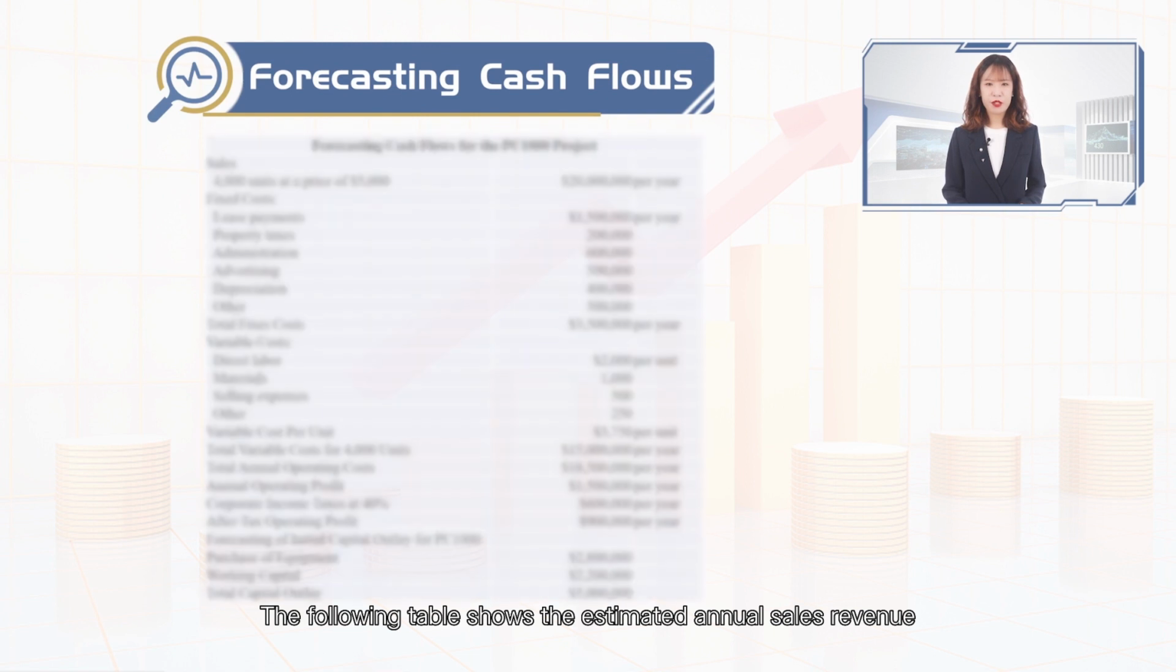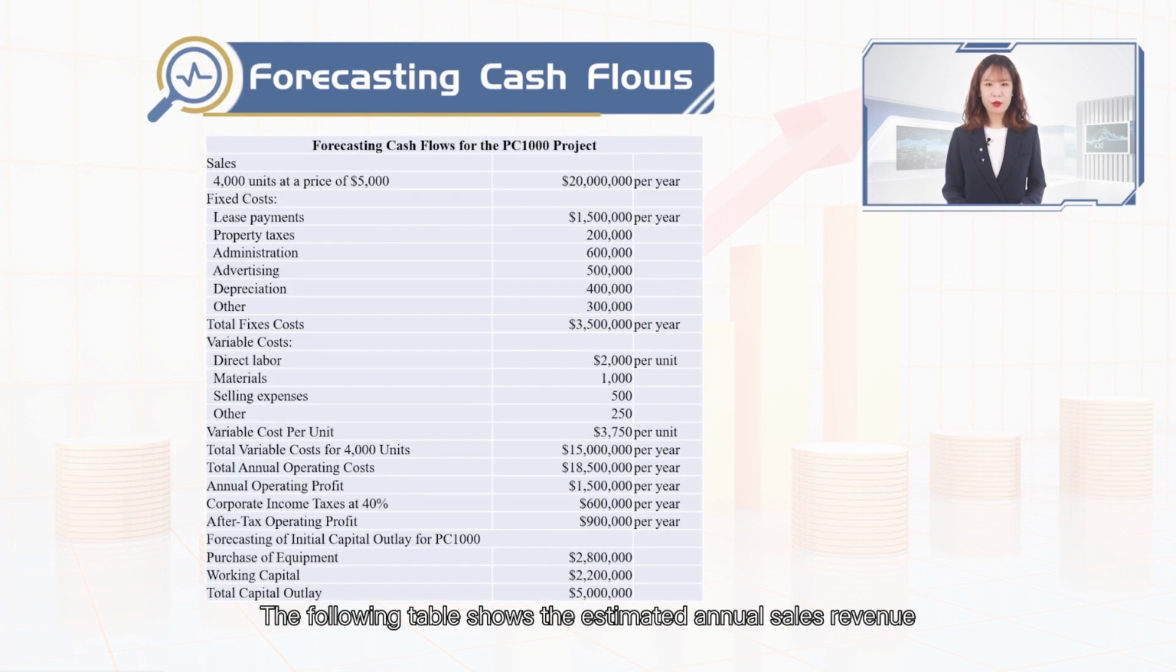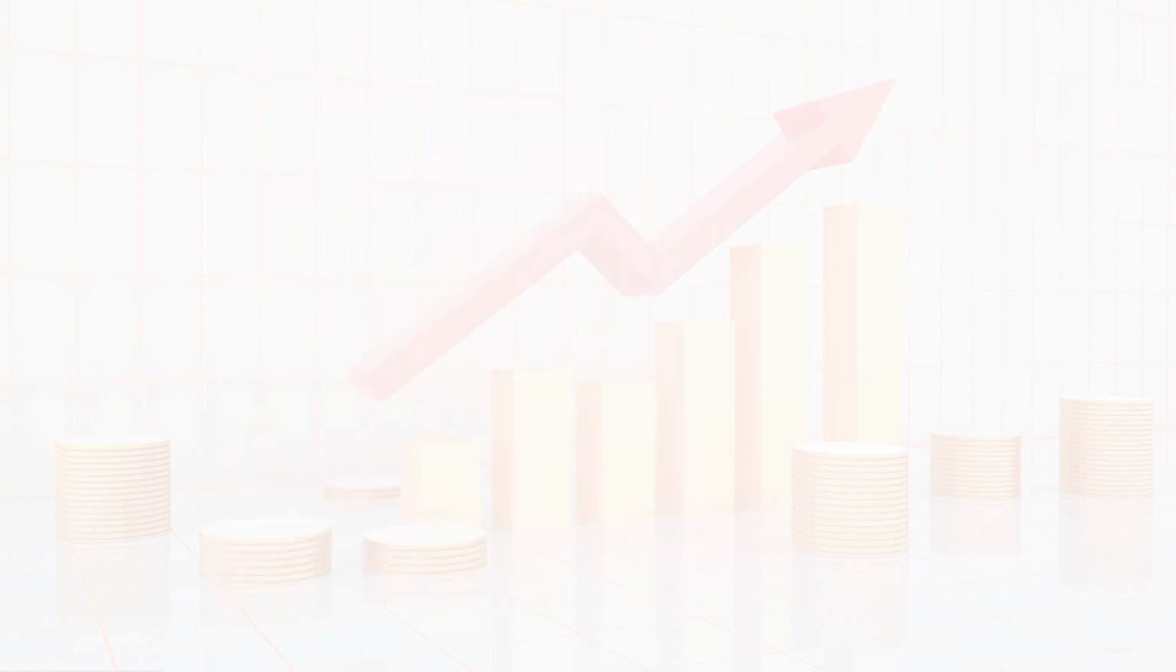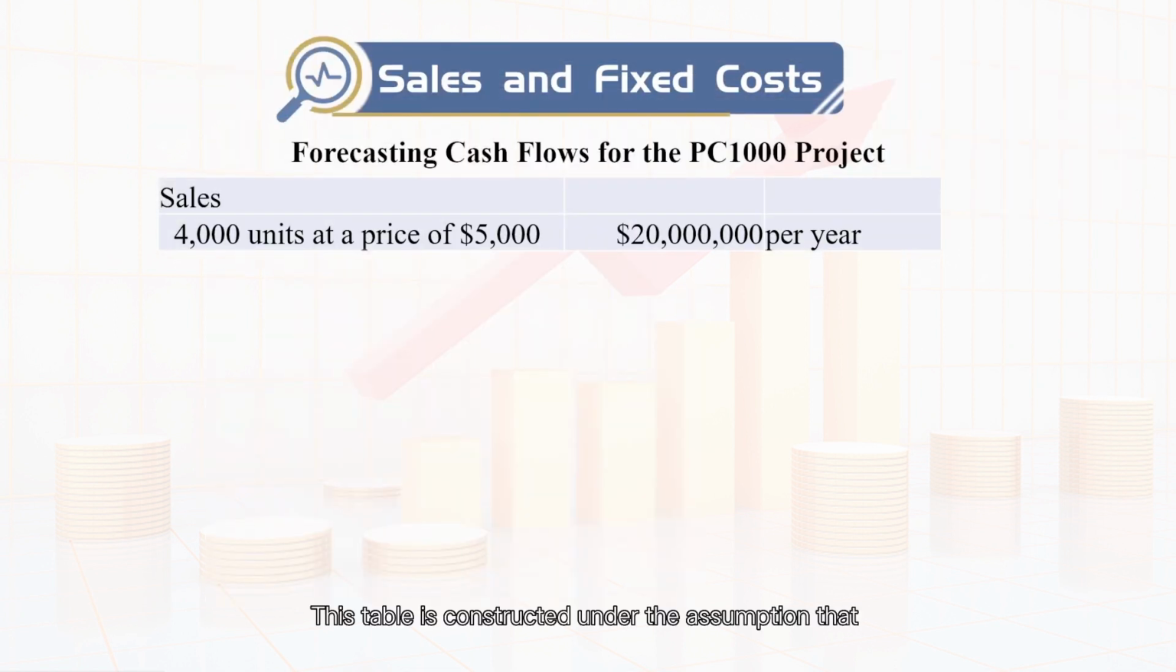The following table shows the estimated annual sales revenue, operating costs, and profit for the PC-1000. It also shows the estimated capital outlay required. Let's see in detail. This table is constructed under the assumption that sales will be 4,000 units per year at a price of $5,000 per unit. This means the first term in the table, sales, will be 4,000 units multiplied by the price $5,000, which is $20 million.